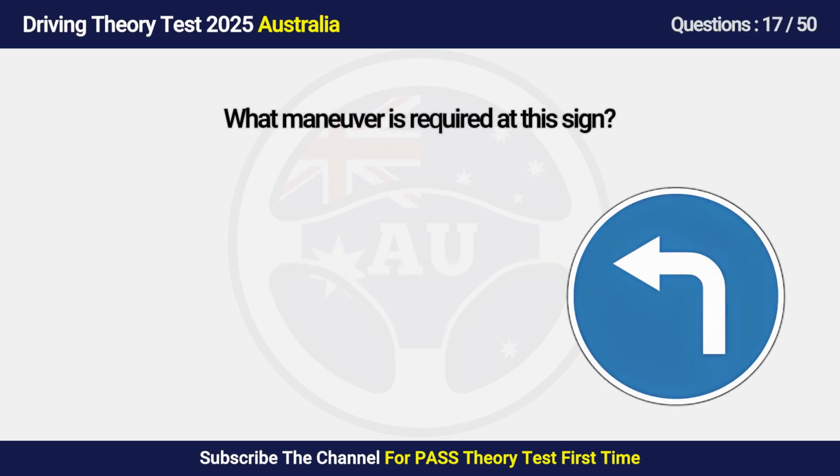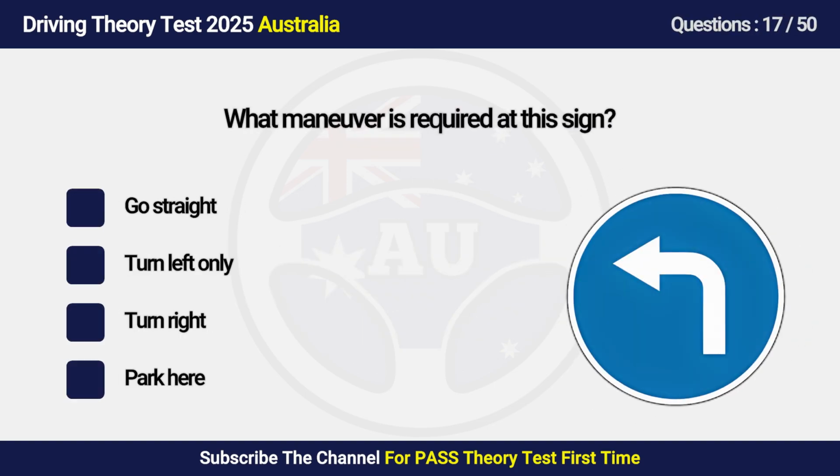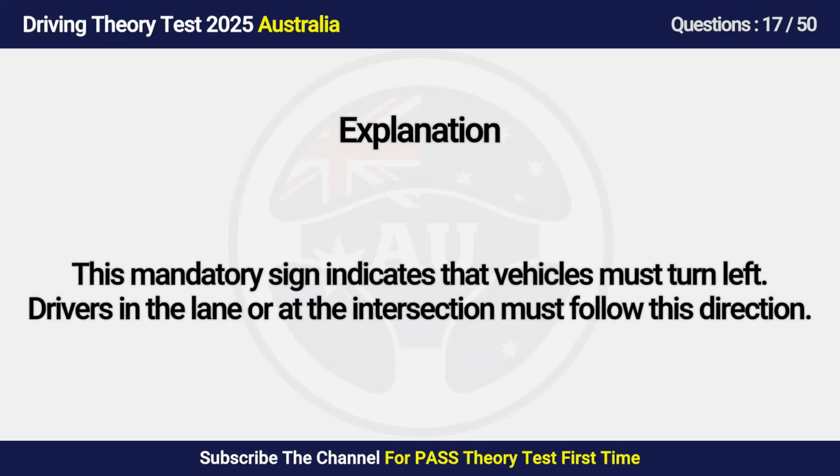Question 17. What maneuver is required at this sign? A. Go straight. B. Turn left only. C. Turn right. D. Park here. Answer is B. Turn left only. This mandatory sign indicates that vehicles must turn left. Drivers in the lane or at the intersection must follow this direction.